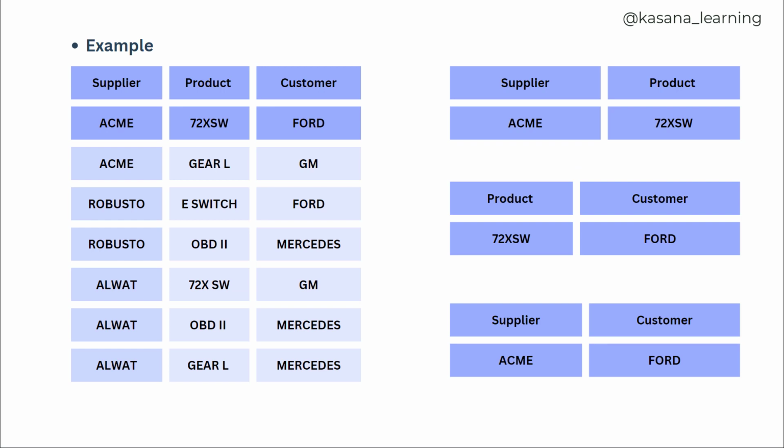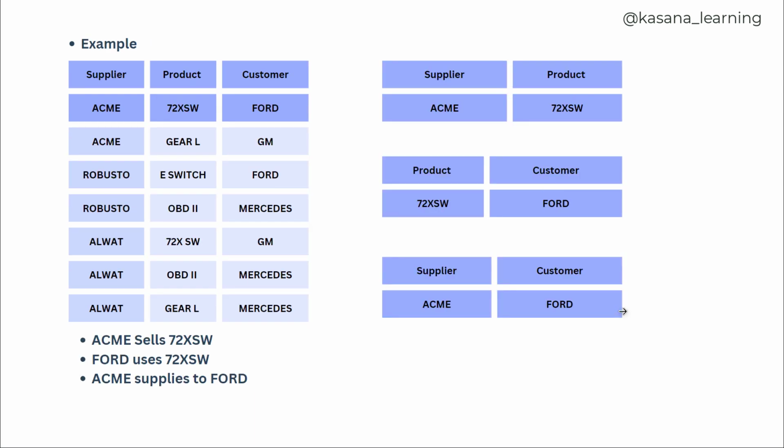Here, if we divide our main table into three sub-relations, then we find in the first table we have supplier and product, then product and customer, and then supplier and customer. With this example, we can conclude that the supplier Acme is going to supply the product 72X SW. And to whom it is going to supply, we don't know. In the second relation, the product 72X SW is supplied to a customer Ford. In the last, we can say that supplier Acme is supplying something to the customer Ford, and what it is supplying we don't know. Which product? Is it E-switch or 72X?